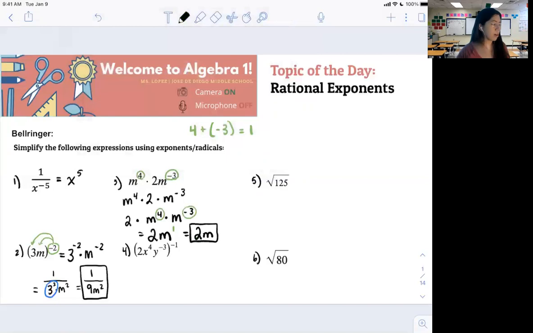Okay, so any questions on numbers 1, 2, or 3? Anything so far? The other 2, which other 2?